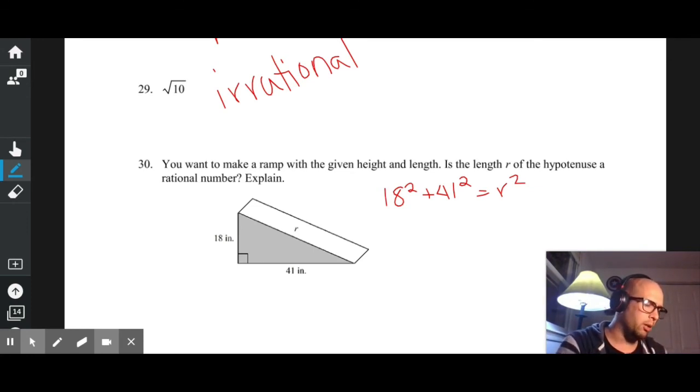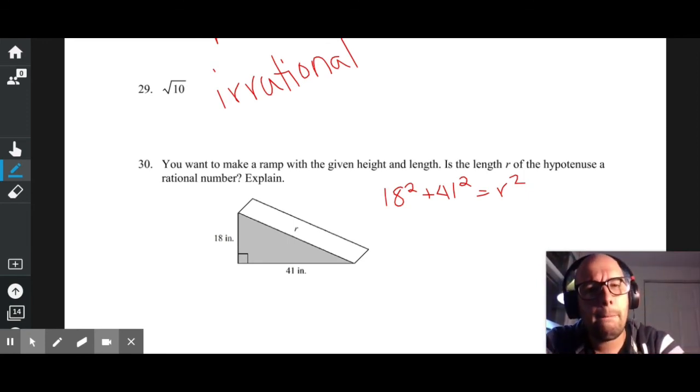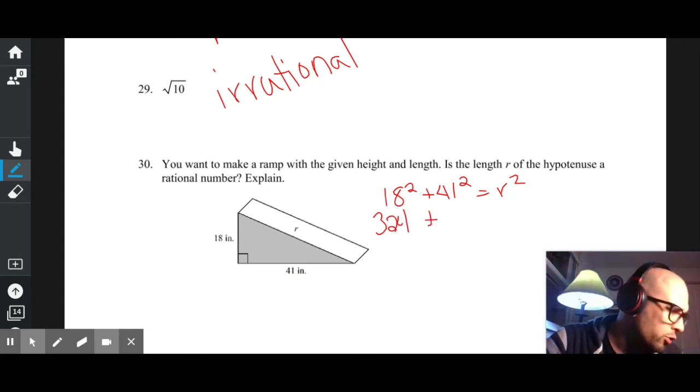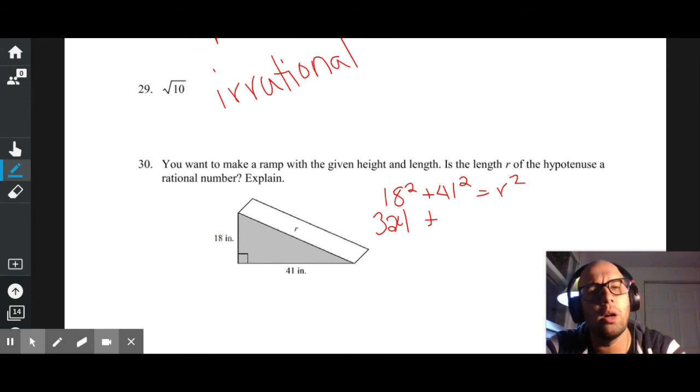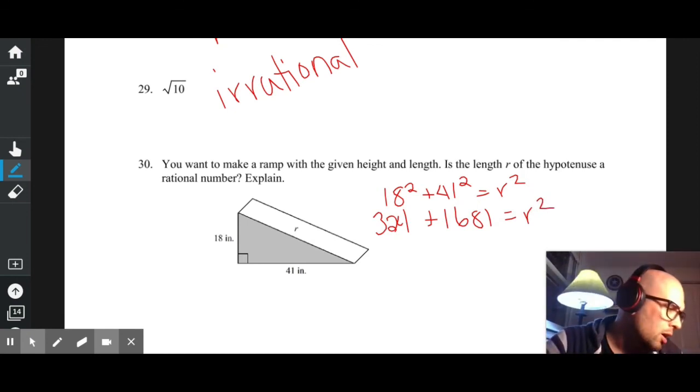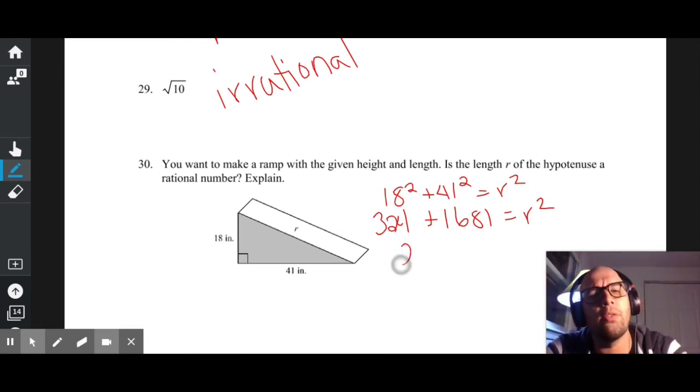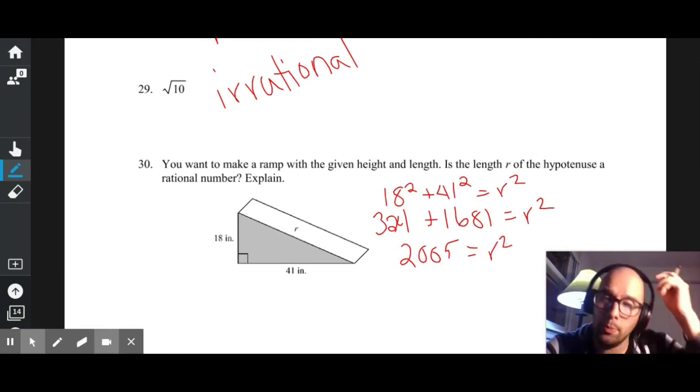18 squared is going to be 324. 41 squared is going to be 1,681. That's going to equal r squared. So add those two numbers up. You get 2005. It's going to equal r squared.